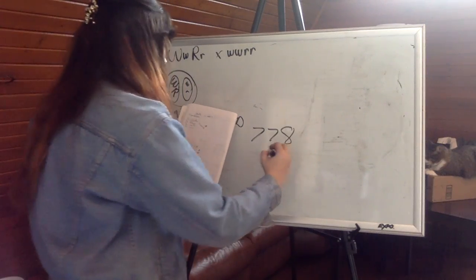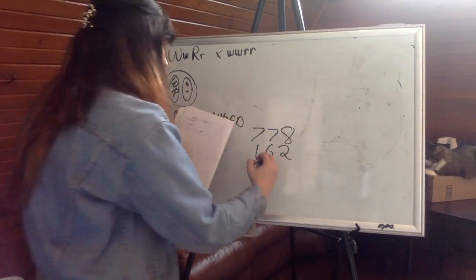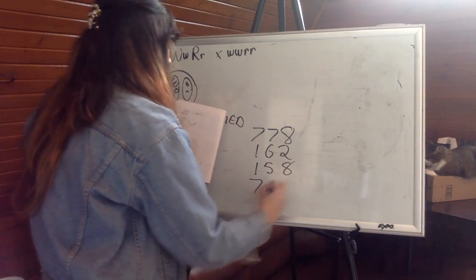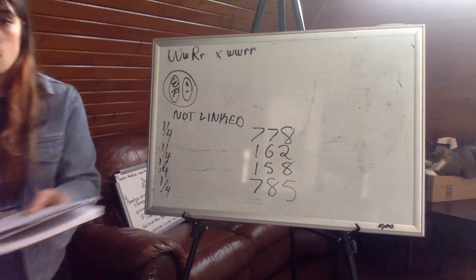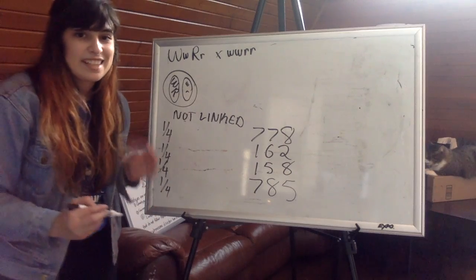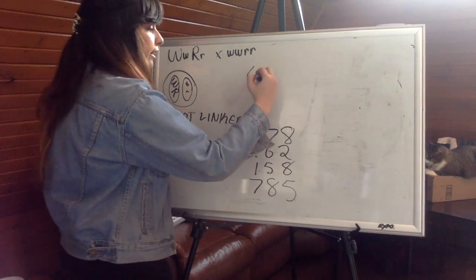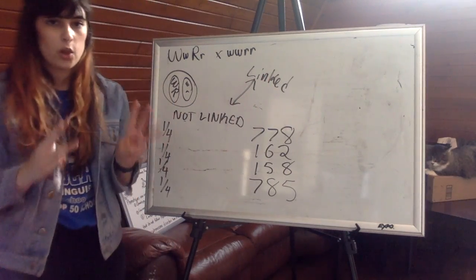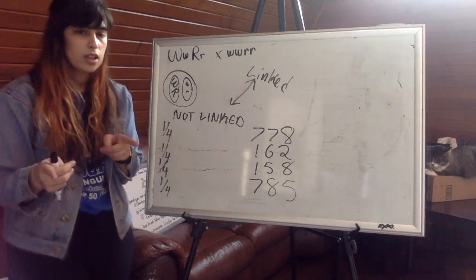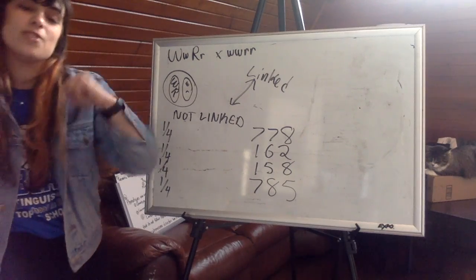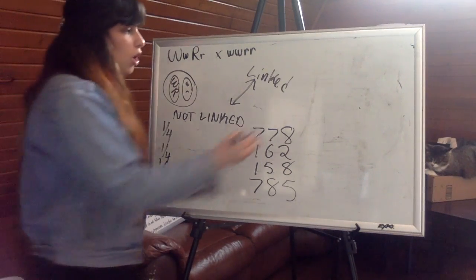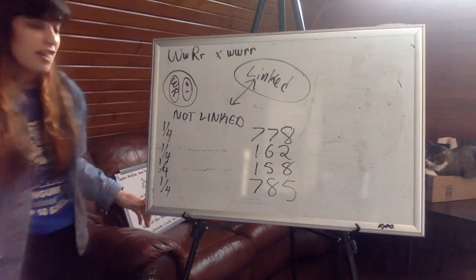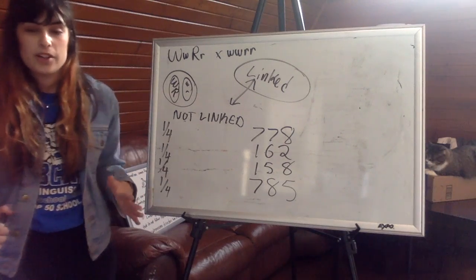778 smooth wings, red eyes. 162 smooth wings, yellow eyes. 158 wrinkled wings, red eyes. 785 wrinkled wings, yellow eyes. Take a minute and decide whether you think they are linked or not linked. You got it right if you said that these genes are linked. They did not distribute the way that we thought they would.